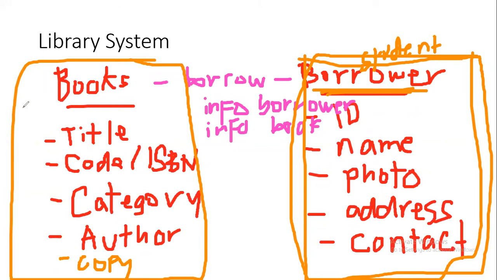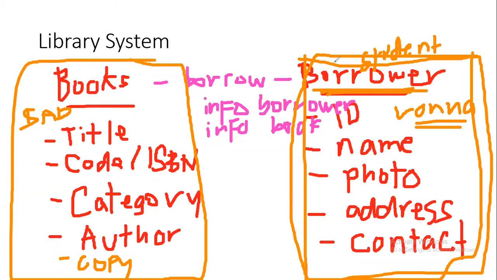So example, nanghiram siya ng Systems Analysis Design book. Yan yung title ng libro. Hiniram ni Rona. So from my listahan, check ko, i-verify ko if bona fide student, if allowed ba manghiram si Rona, kung meron ba siyang account sa akin, pwede siyang mahiram.